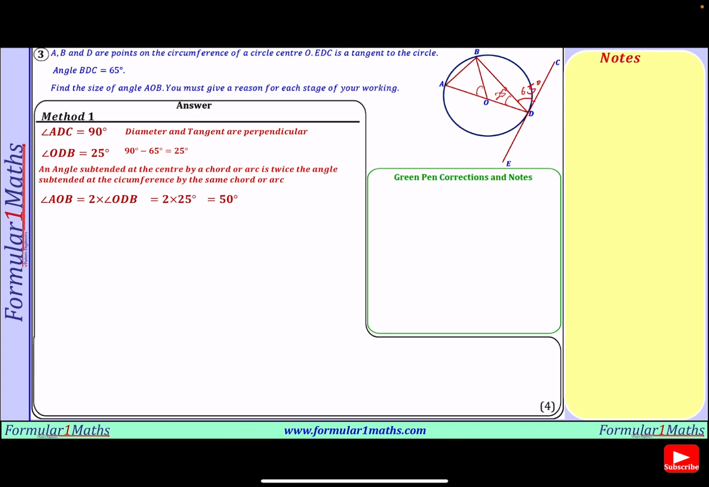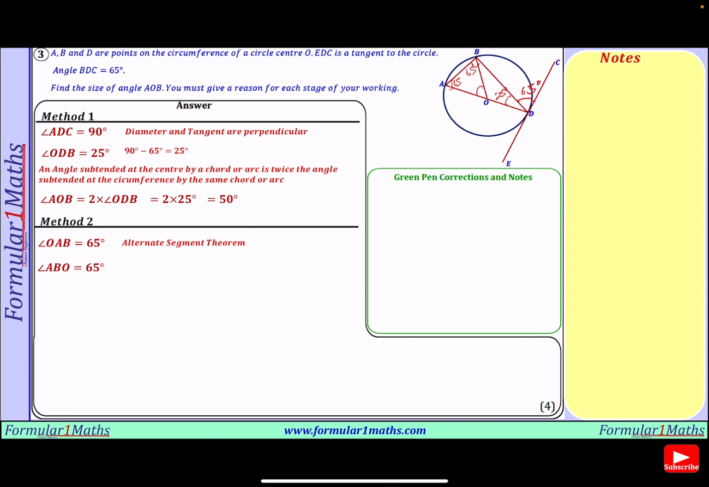So that's method 1. Method 2, angle OAB is 65. So this angle is 65. And the reason you give for that is alternate segment theorem. Alternate segment theorem simply states that when you have an angle here, which is in this segment here, this will be equal to the opposite angle in the triangle in the alternate segment. Now, this means that angle ABO, this one, is also 65.